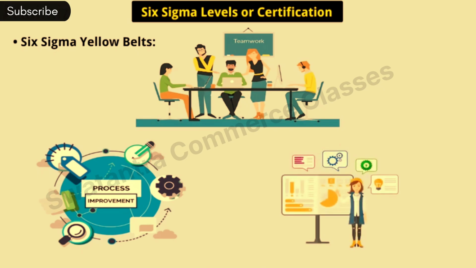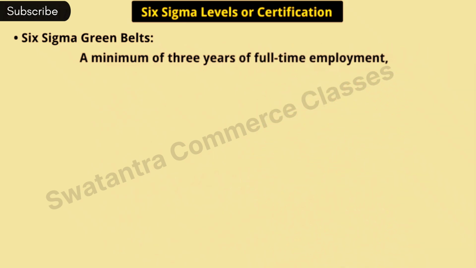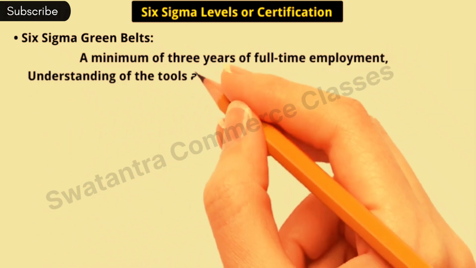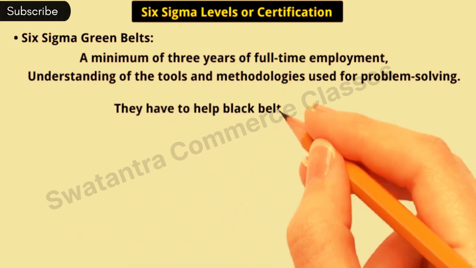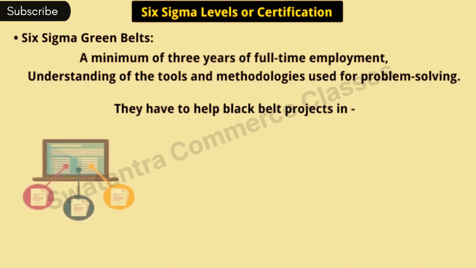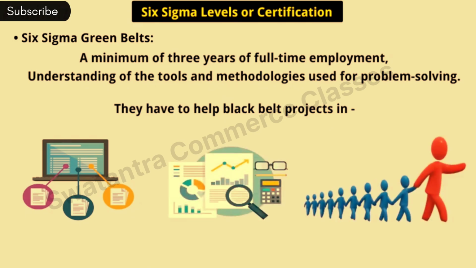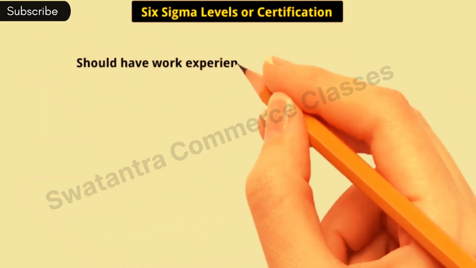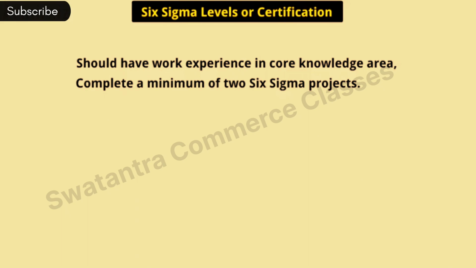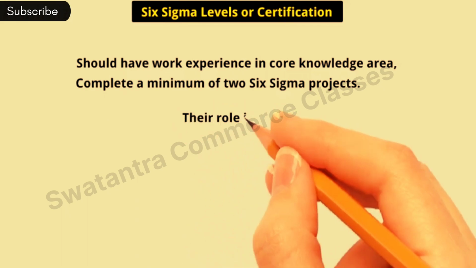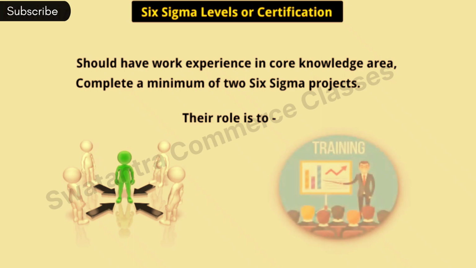Six Sigma green belt requires a minimum of 3 years of full-time employment and understanding of the tools and methodologies used for problem solving. They have to help black belt projects in data collection and analysis and lead green belt projects or teams. Black belt should have work experience in core knowledge areas and complete a minimum of 2 Six Sigma projects. Their role is to lead diverse teams in a problem solving project and give training to project teams.